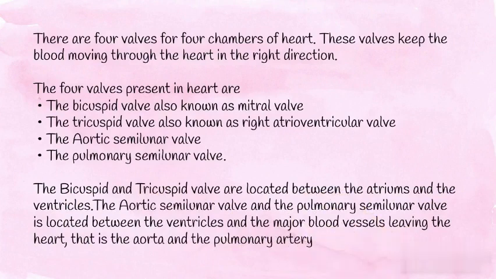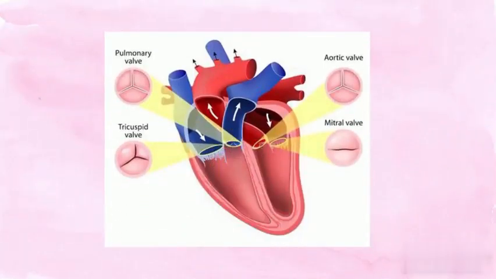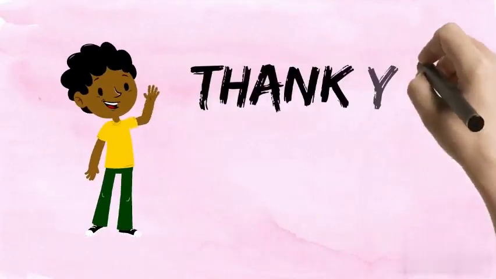The bicuspid and tricuspid valves are located between the atria and the ventricles. The aortic semilunar valve and the pulmonary semilunar valve are located between the ventricles and the major blood vessels leaving the heart, that is the aorta and the pulmonary artery. This is a representation of valves.